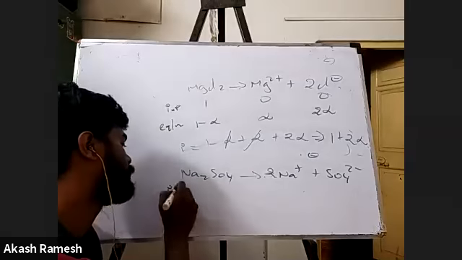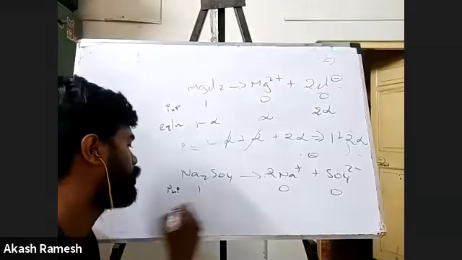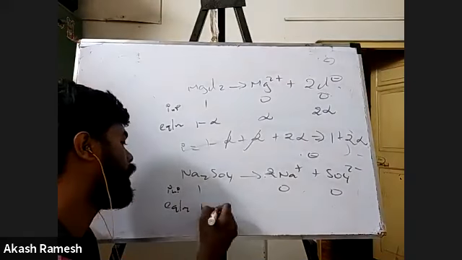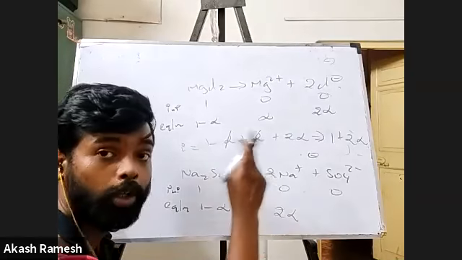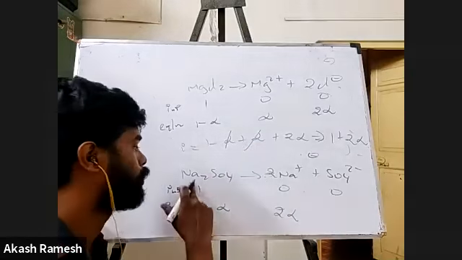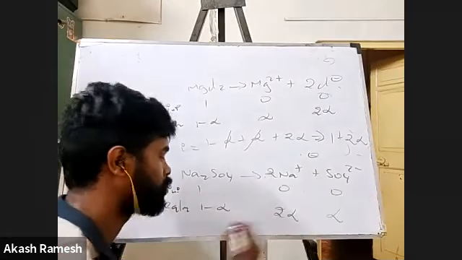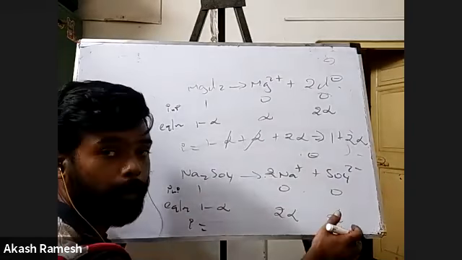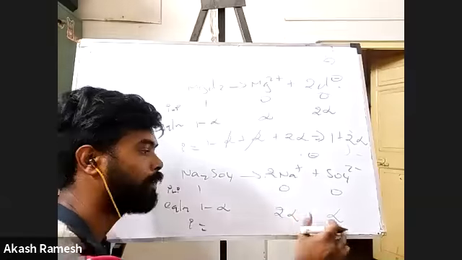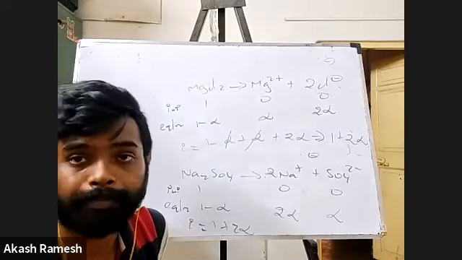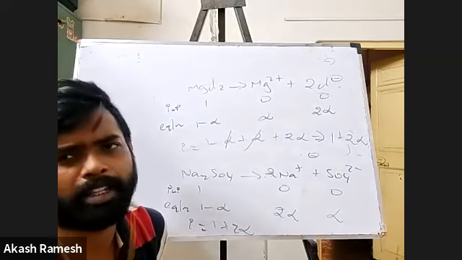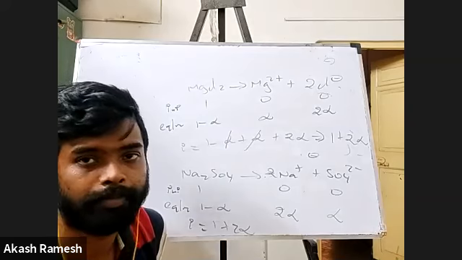Initially 1, 0, 0. At equilibrium, 1 minus alpha. Now here, what should come? 2 alpha. Again, 1 mole of Na2SO4 gives 2 moles of Na+, while 1 mole gives only 1 mole of SO4 2-, so here it is alpha. So the i value, summing up 1 minus alpha plus 2 alpha plus alpha, again you'll get 1 plus 2 alpha. Very easy.